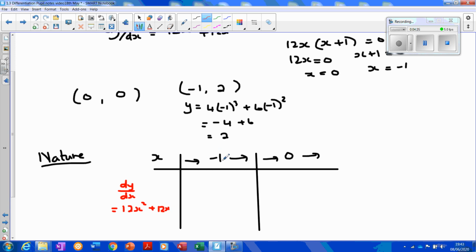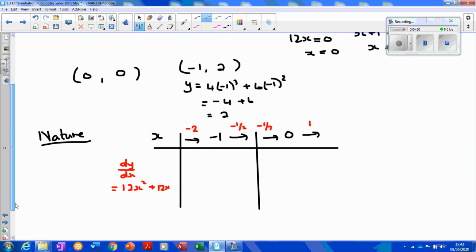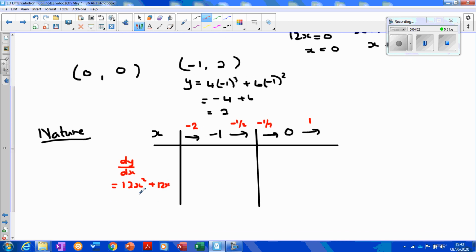Okay, right, now I need a value less than minus 1. So a value less than minus 1 will make minus 2. Now I need a value between minus 1 and 0. Unfortunately, we're forced into using minus a half. Okay, you could use minus 0.8, whatever, as long as it lies between them, but that's the most sensible one. Right, now we look for a value now greater than 0, and the easiest one is 1. Right, so what we're going to do is we're going to substitute minus 2 into that.